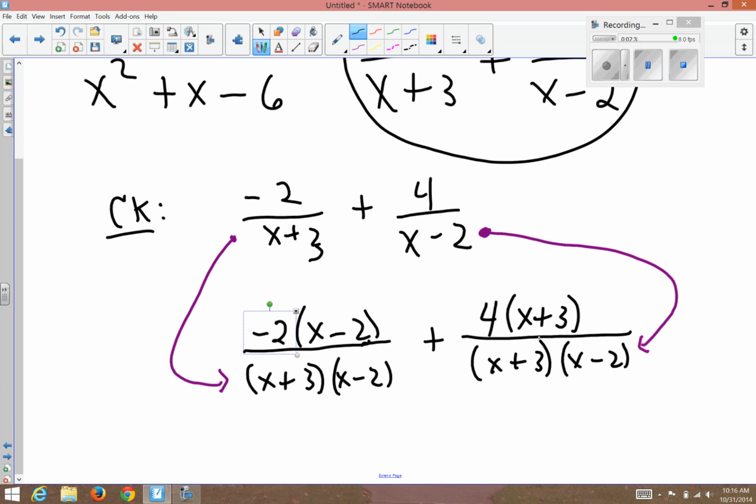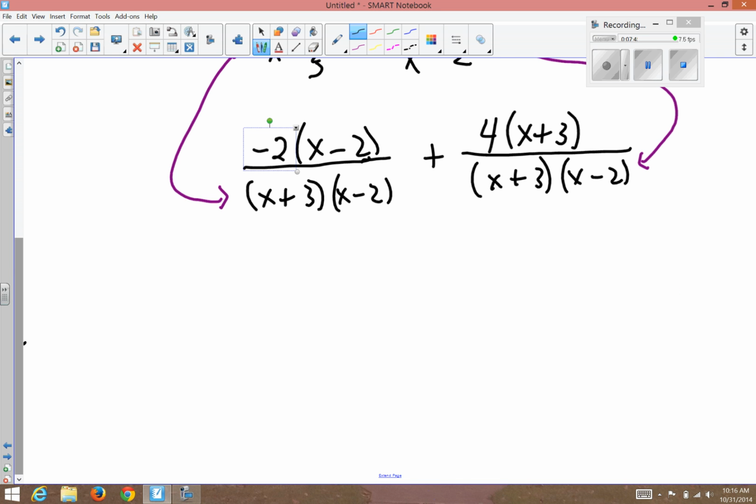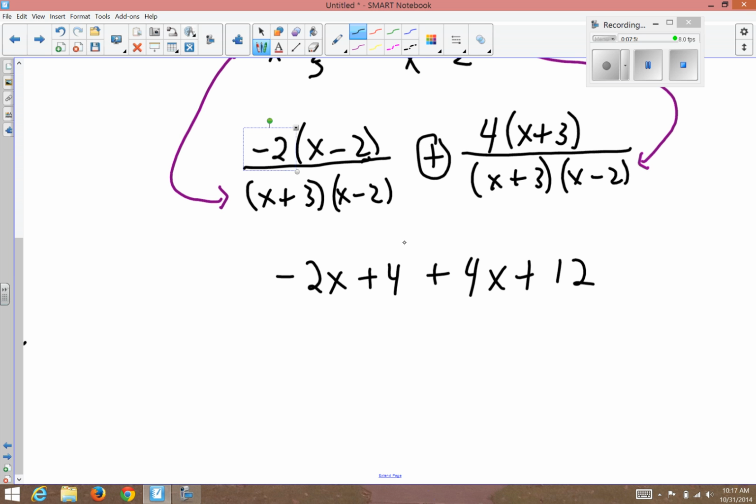If you cancel these x plus 3's, we're back up here again. If we cancel these x minus 2's, we'd be back up here again. But we don't want to go back up there. We want these to be the same denominator. This numerator plus this numerator all over the common denominator. I just wrote numerator plus numerator all over the common denominator.